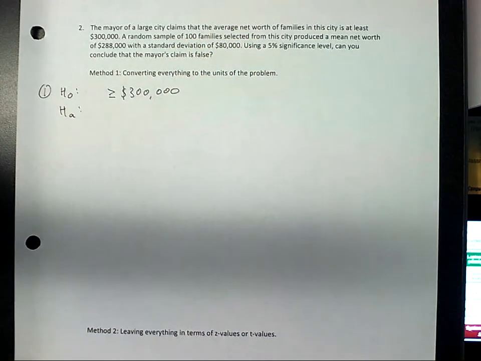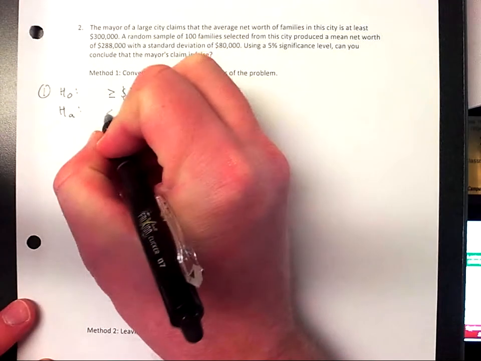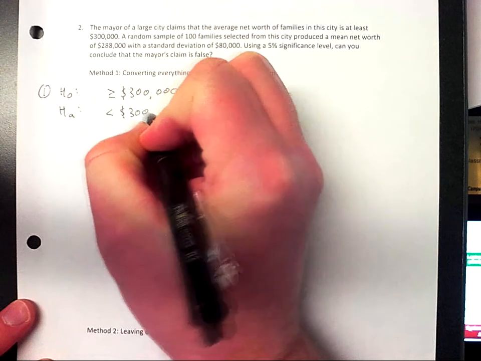And the second question that we're going to ask ourselves is, is there a statement which does not contain equality? Do we have such a statement here? We do not. Awesome. So if we do not have a statement for our alternative hypothesis, what does our alternative hypothesis become? It's going to be less than 300. Awesome. Strictly less than 300,000.